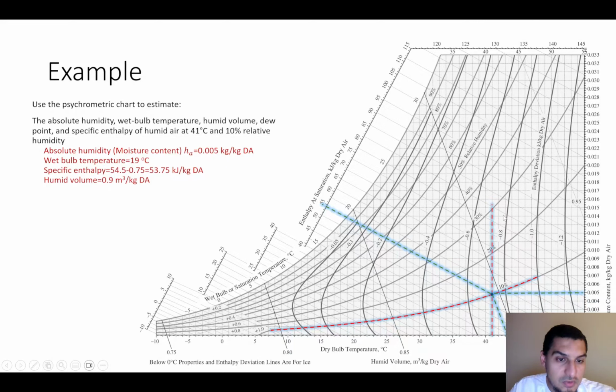This air is not saturated with water, so we need to have the correction factor. So the correction factor, or the deviation as it's called here, the enthalpy deviation. So it's between negative 0.6 and negative 0.8. It's closer to negative 0.8, so I'm taking it as negative 0.75.